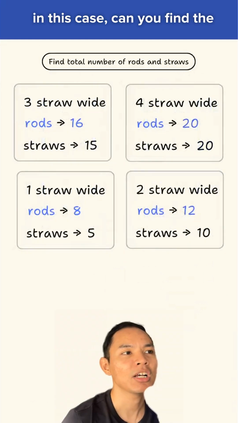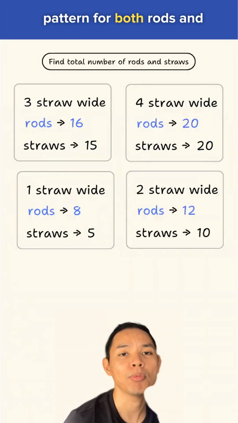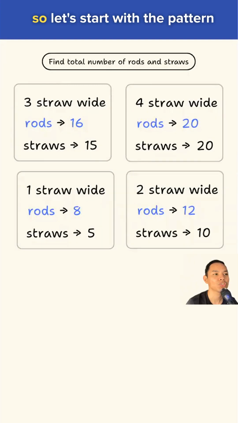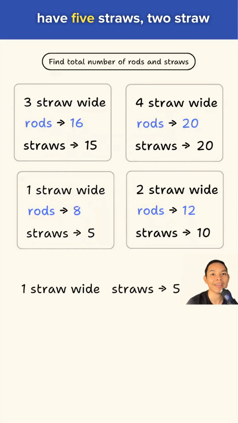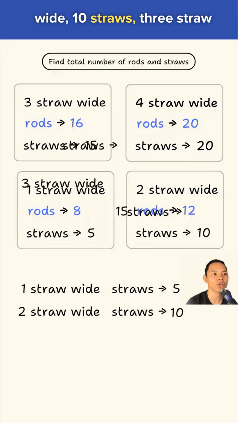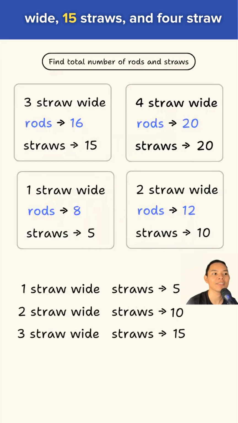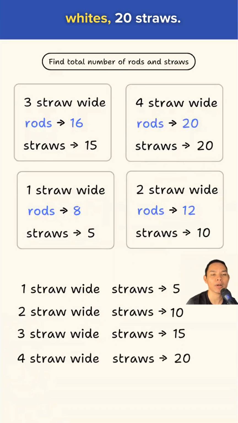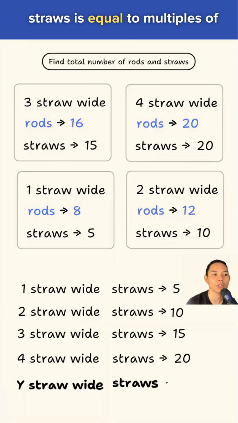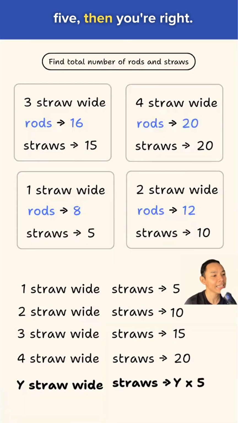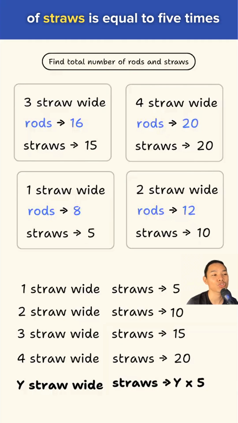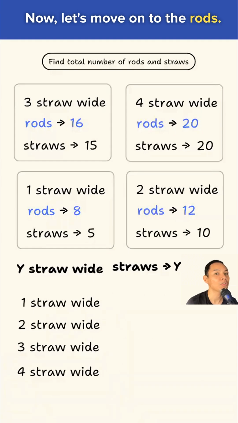In this case, can you find the pattern for both rods and straws? Let's start with the pattern for straws. For one straw wide, we have 5 straws, two straws wide, 10 straws, three straws wide, 15 straws, and four straws wide, 20 straws. If you guessed the pattern for straws is multiples of 5, then you're right. Basically, the total number of straws is equal to 5 times how wide the figure is in straws. Now, let's move on to the rods.